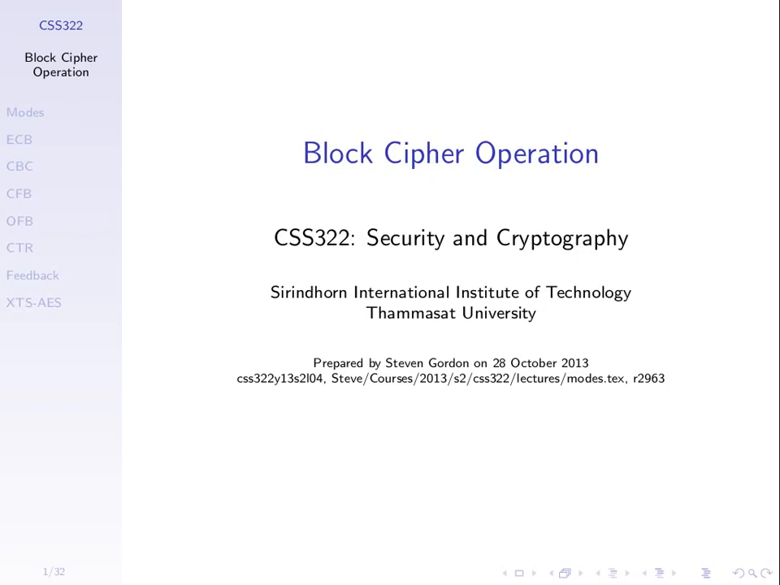Block cipher operation is about how to use our block ciphers like DES, AES and others, but how to apply them to input plaintext which is longer than the block. So our blocks, for example, for DES are 64 bits long, but of course we want to encrypt something which is more than 64 bits.